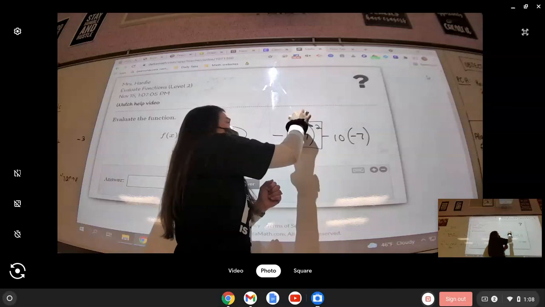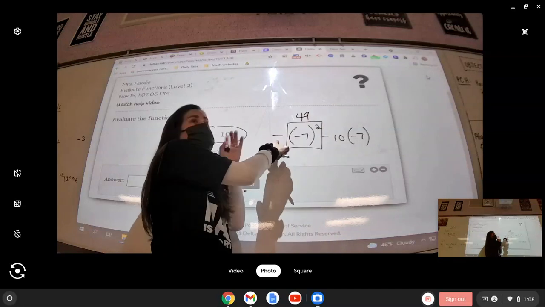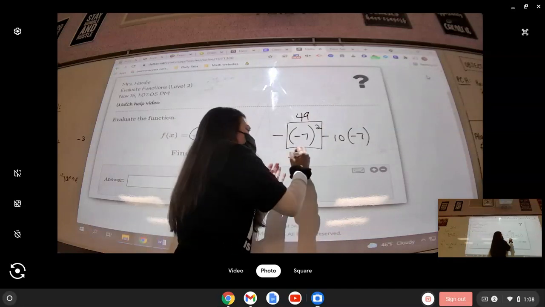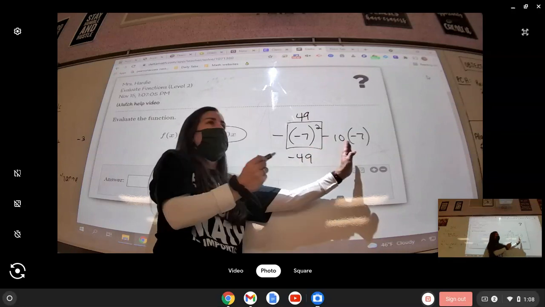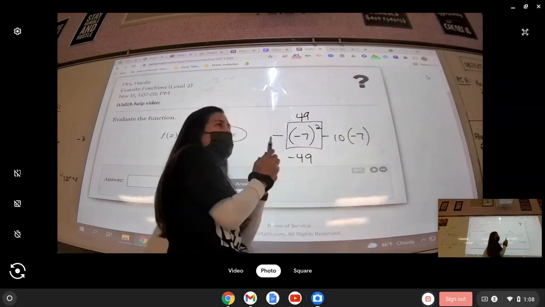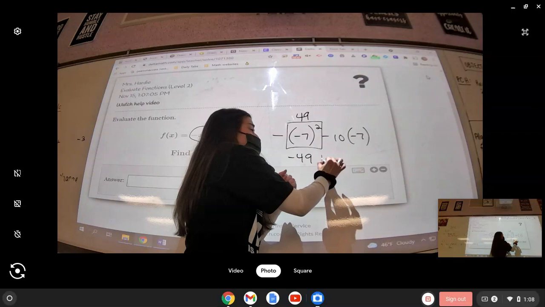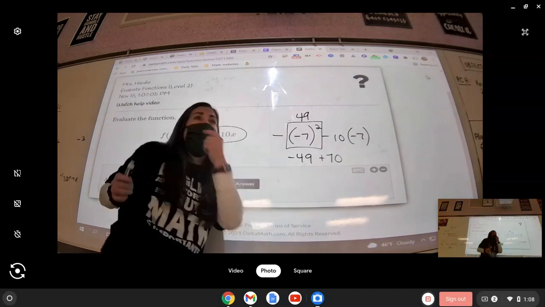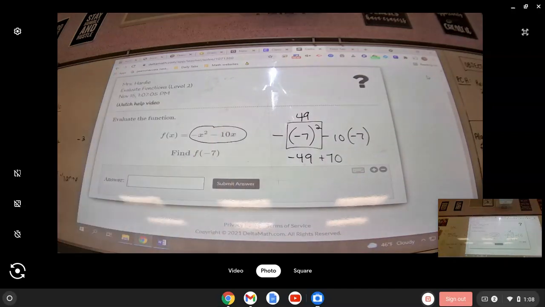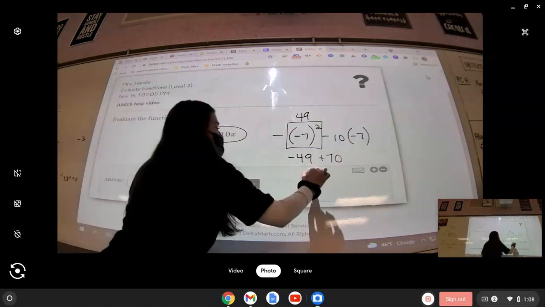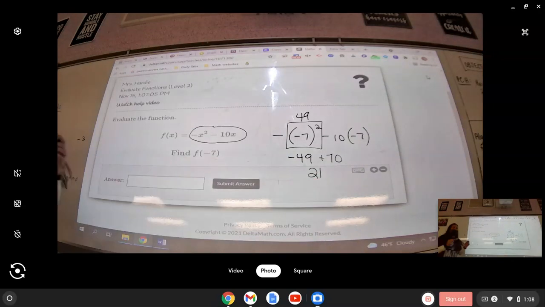49, yes. And then 49 times that negative 1 gets you what? Negative 49. And then we multiply. What's negative 10 times negative 7? Positive 70. And then all you have to do is negative 49 plus 70, which is going to be positive 21. Did you say 21? Beautiful. So 21 would be your answer.